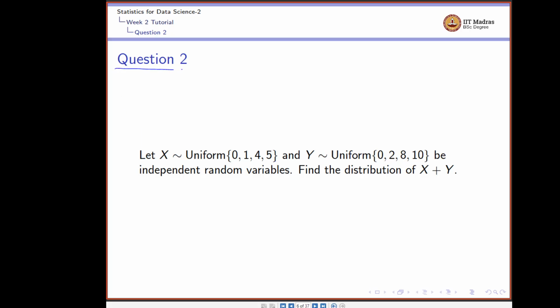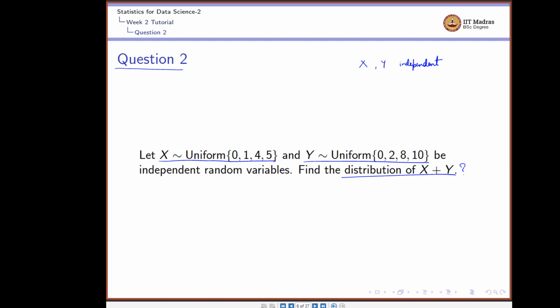So question number 2, it says let x be uniform in {0, 1, 4, 5} and y be uniform in {0, 2, 8, 10} and they are independent. So it is given that x and y are independent. What is the distribution of x plus y? This is what we have to find.